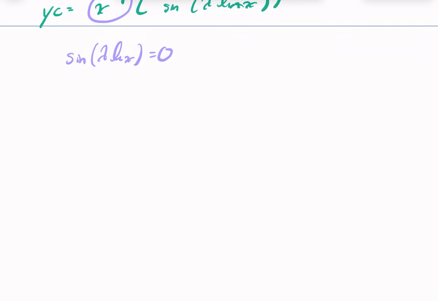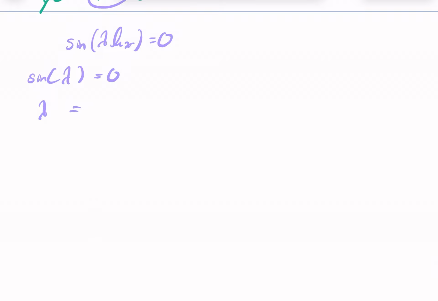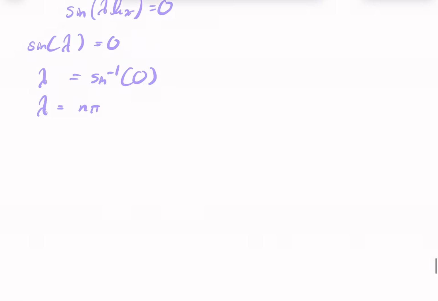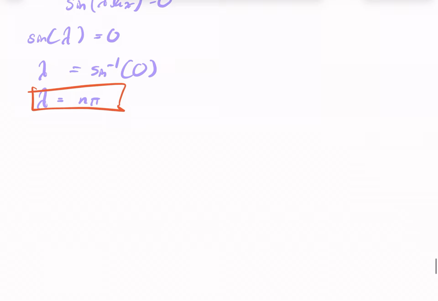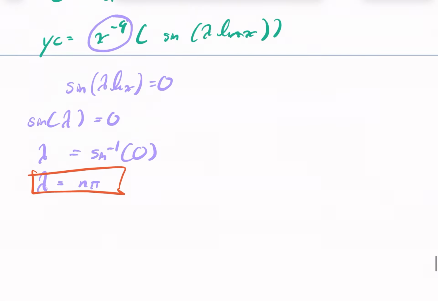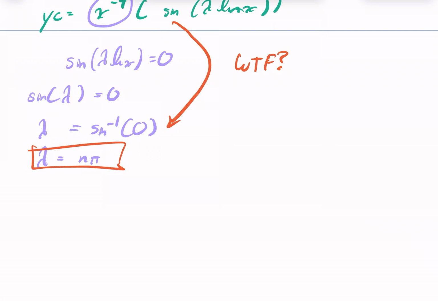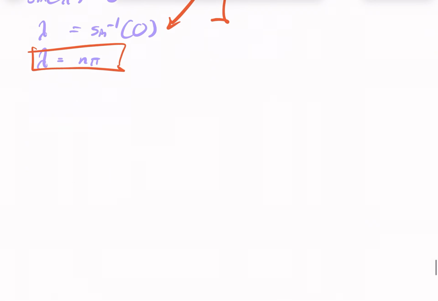So you've got sine of lambda equals 0, and then lambda equals arc sine of 0, and you get lambda equals n pi. So the n pi thing I recognize. This part I recognize. This was in the lectures. But from here to here is confusing. If someone can explain this chunk to me, then bless up.